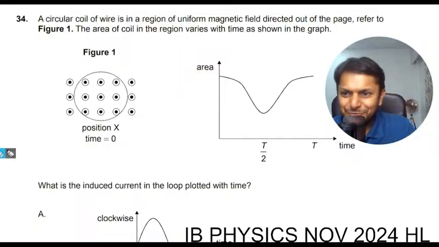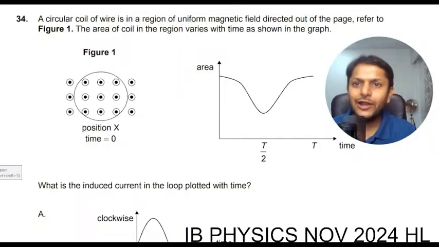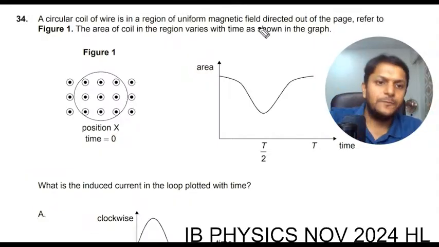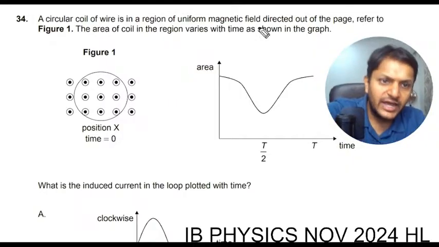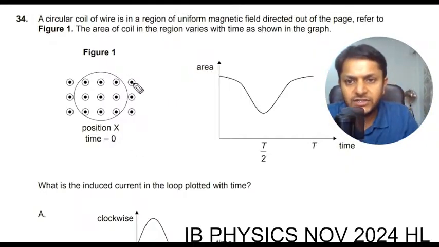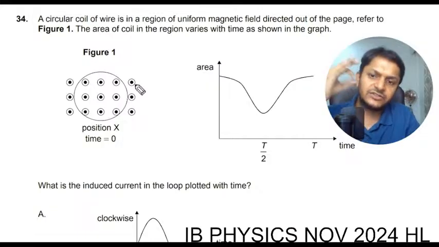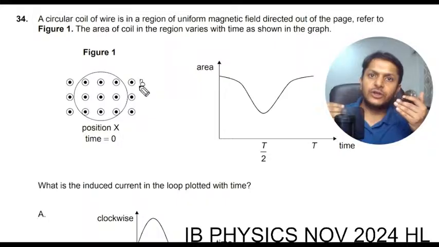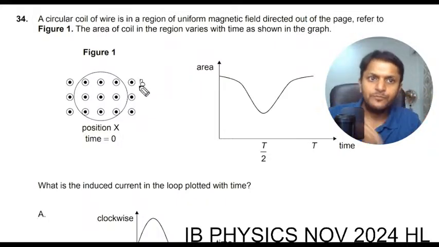Okay, dear student, let's see what is there in this question. A circular coil of wire is in a region of uniform magnetic field directed out of the page. The magnetic field is shown here in the diagram. Whenever it is shown with a dot inside a circle, it means that the magnetic field is coming out of the page. So it is coming out of your laptop towards you.